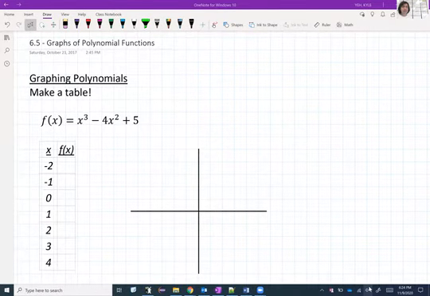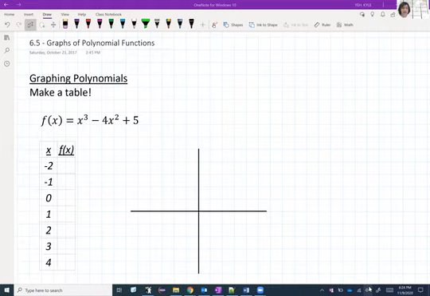Hey guys, this is going to be my video on section 6.5 from our textbook dealing with the graphs of polynomial functions. In 6.4, we talked about kind of what the graphs would look like. Today, I'm going to show you how to graph them by hand, how to use our calculator to graph them, and then some common things we look for in the graphs of polynomial functions, especially when they are greater than just x squared or x, linear or quadratic.